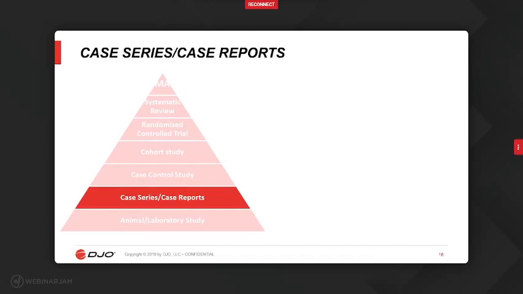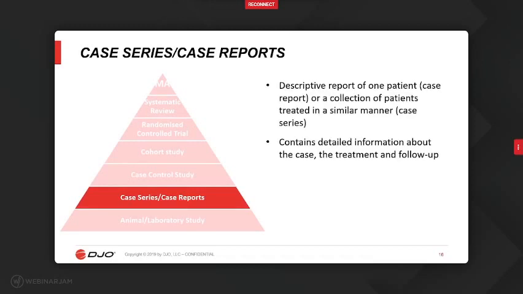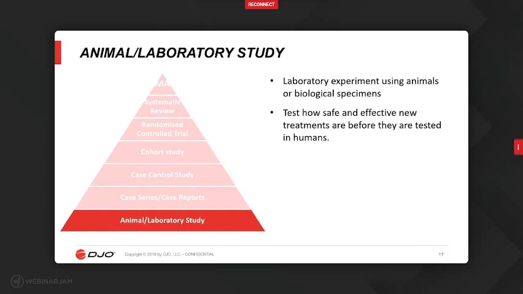Then we have the case series and case reports. A case report is a detailed descriptive report of one patient, and when we are describing a series of patients, we are dealing with a case series. A case report or case series has no control group. Then at the bottom of the pyramid we have the animal and laboratory studies. It's about experiments using animals or biological specimens, and this is usually done to test how safe and effective new treatments are before they are tested in humans.